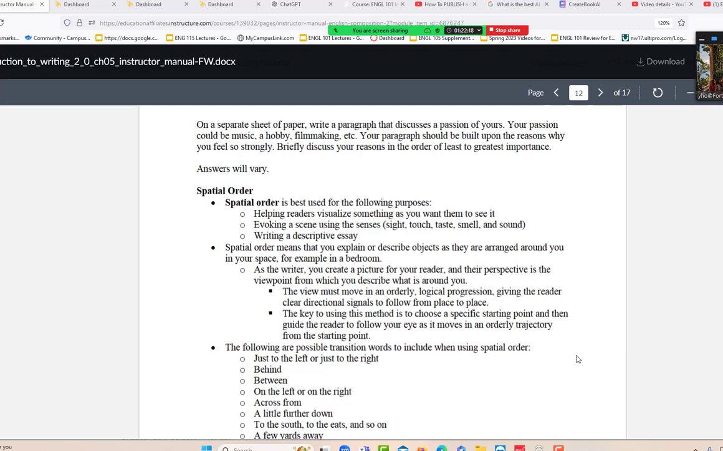The view must move in an orderly, logical progression, giving the reader clear directional signals to follow from place to place. The key to using this method is to choose a specific starting point and then guide the reader to follow your eye as it moves in an orderly trajectory from the starting point.